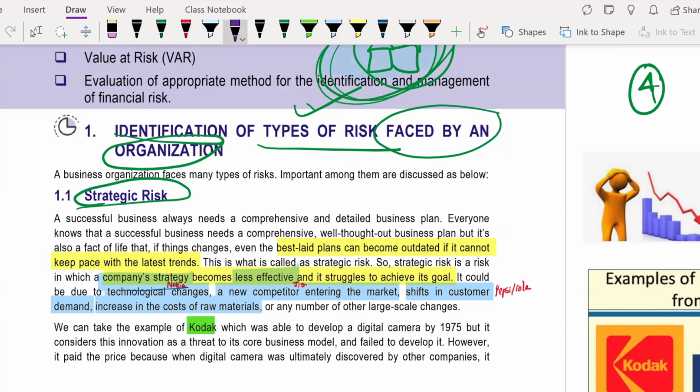The best laid out plans can also become outdated if they cannot keep pace with the latest trends. If some latest technology has come up in the market, but I'm not keeping pace with it and I've still held on to our traditional technologies, then I might not be able to keep pace with what's happening in the environment or the world around me. I might be left out, and my strategy of using the traditional technologies might not work, which is again known as a strategic risk.